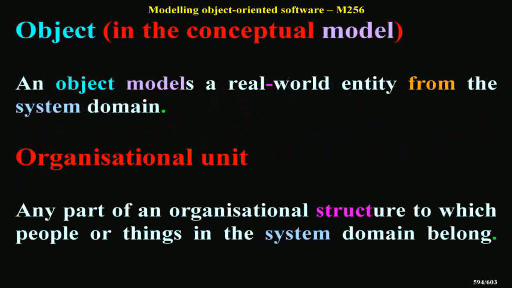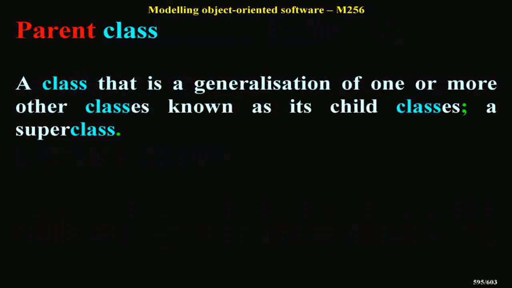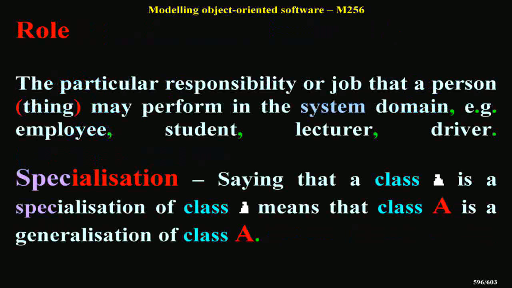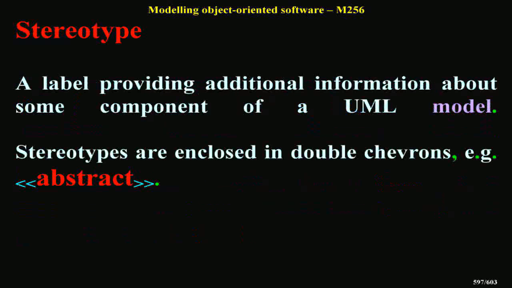Organizational unit. Any part of an organizational structure to which people or things in the system domain belong. Parent class. A class that is a generalization of one or more other classes known as its child classes. A superclass. Role. The particular responsibility or job that a person or thing may perform in the system domain. E.g. employee, student, lecturer, driver. Specialization. Saying that a class B is a specialization of class A means that class A is a generalization of class B.